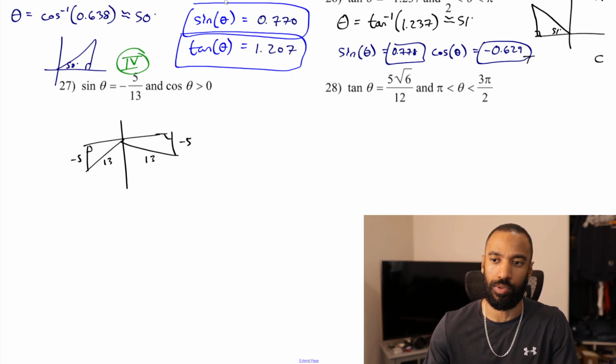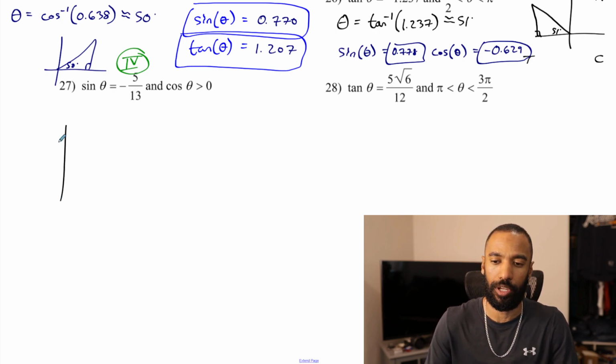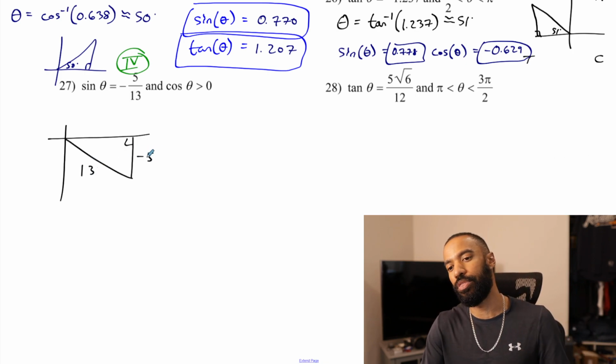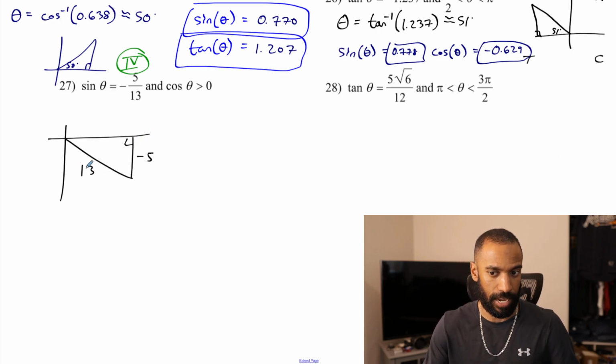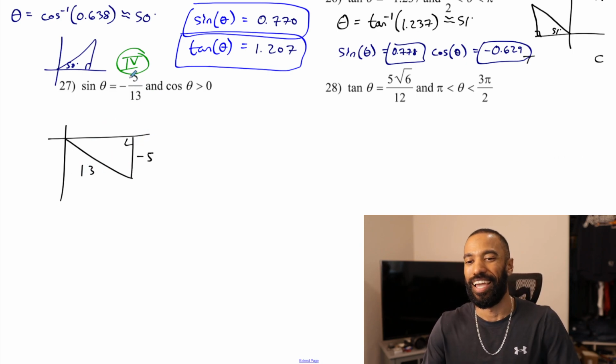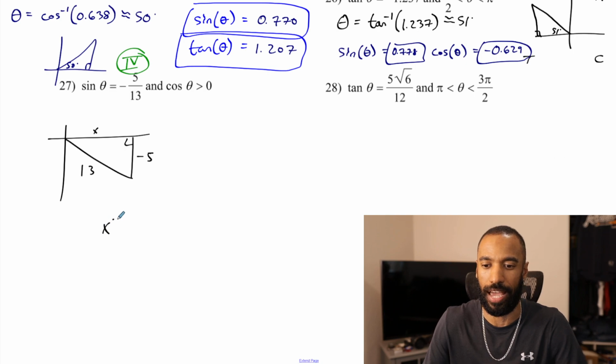We are not going to be in quadrant 3. So let me rebuild that right now. In quadrant 4, I know that my opposite is negative 5, my hypotenuse is 13. How do I know this is negative and this one's positive? Because I'm going down, and hypotenuse is always positive, and because they tell us it's positive here. So we still need to find this value here because both cosine and tangent use adjacent. So Pythagorean theorem would be x squared plus 5 squared equals 13 squared. I can tell you right now it's going to be 12. This is a Pythagorean triple.